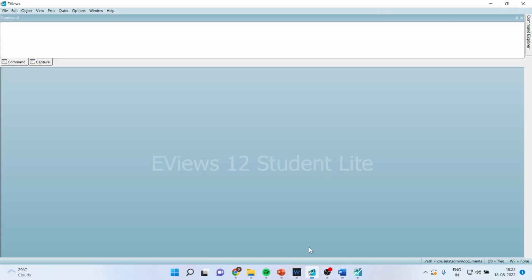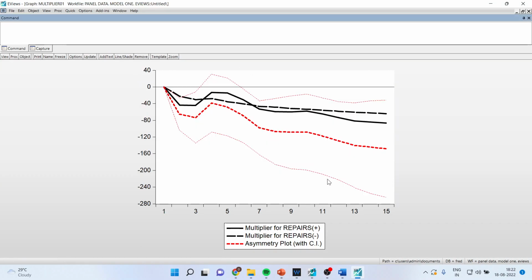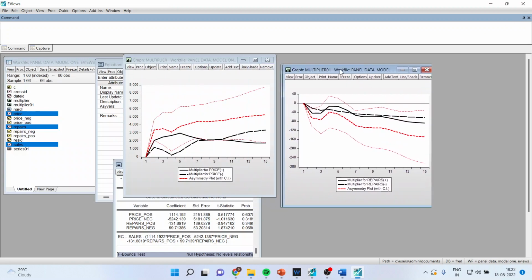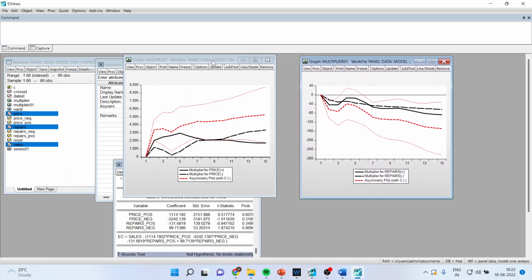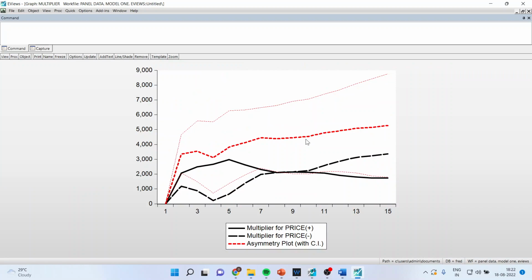Now we will make the NARDL multiplier graph. So add in the NARDL multiplier graph and you will get two outputs. You can minimize here and you will get two graphs. One for the price and another for the repairs. Kindly maximize the price.